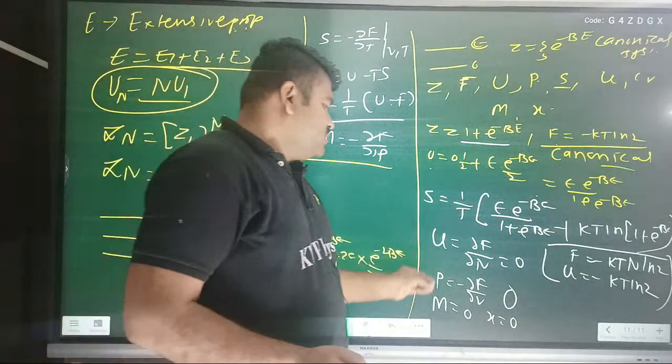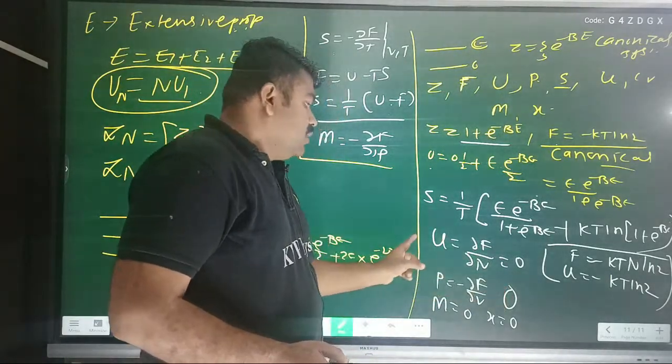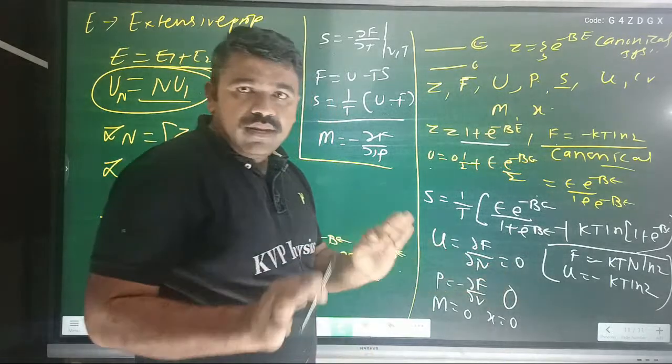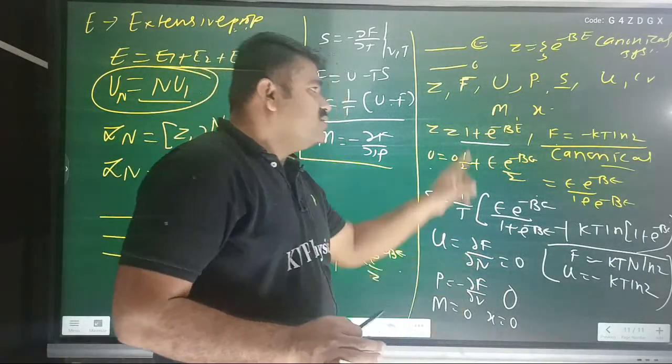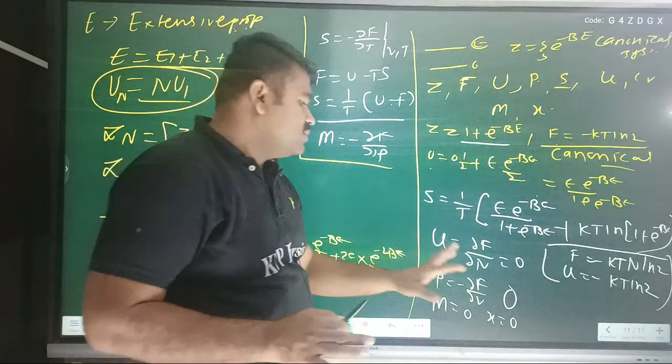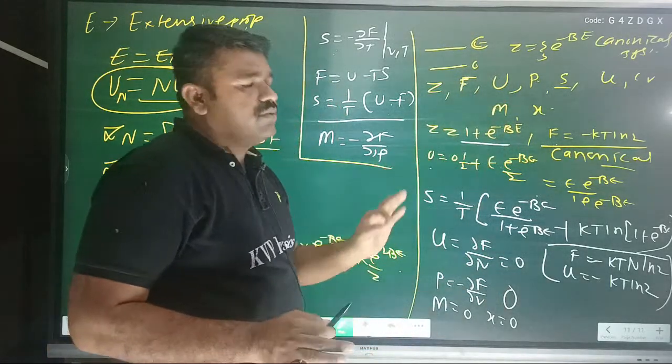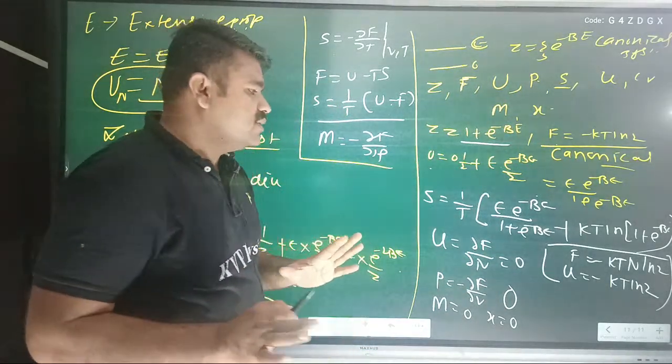तो प्रेशर इज इक्वल टू 0, नो एनी वॉल्यूम टर्म्स, केमिकल पोटेंशियल इज इक्वल टू 0, नो एनी N टर्म्स. नेक्स्ट, मैग्नेटाइजेशन इज इक्वल टू 0 because this system is not magnetized, chi also is equal to 0 because this system also not magnetized. Clear?